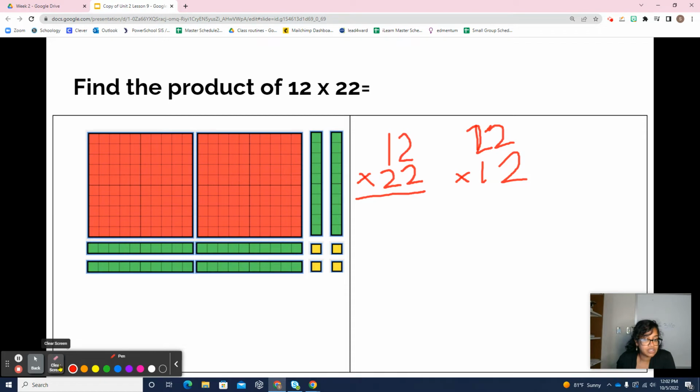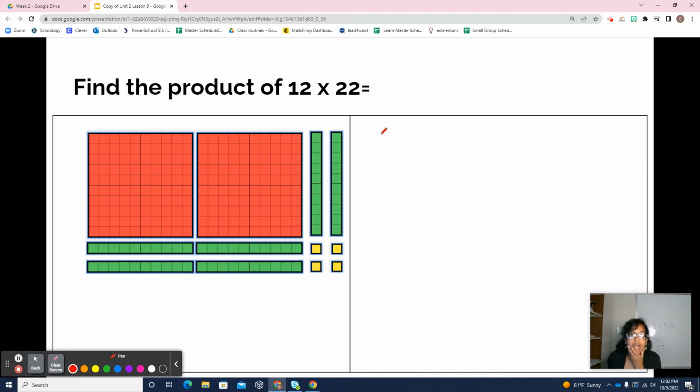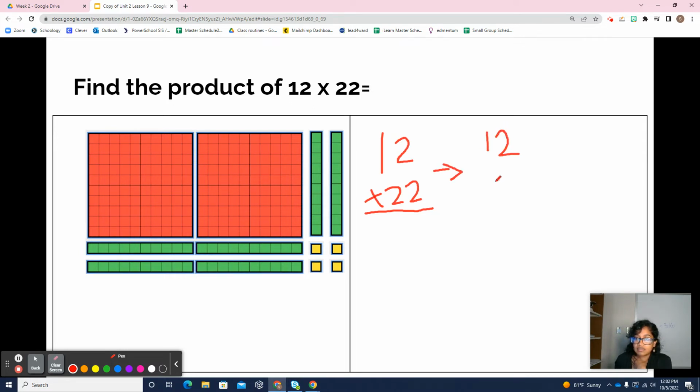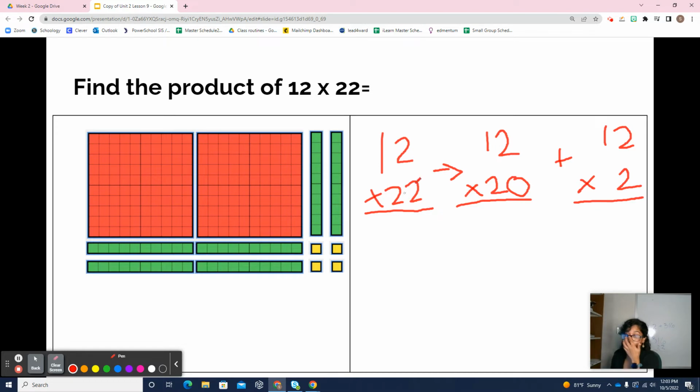All right, so let me clear that and rewrite it. I'm going to write down 12 times 22. When we do Chapter A, Chapter B, we're going to break this into two parts. That's going to be the same as saying 12 times 20, plus 12 times 2. And so what we have done is we have decomposed our 22, our bottom number, into two parts.